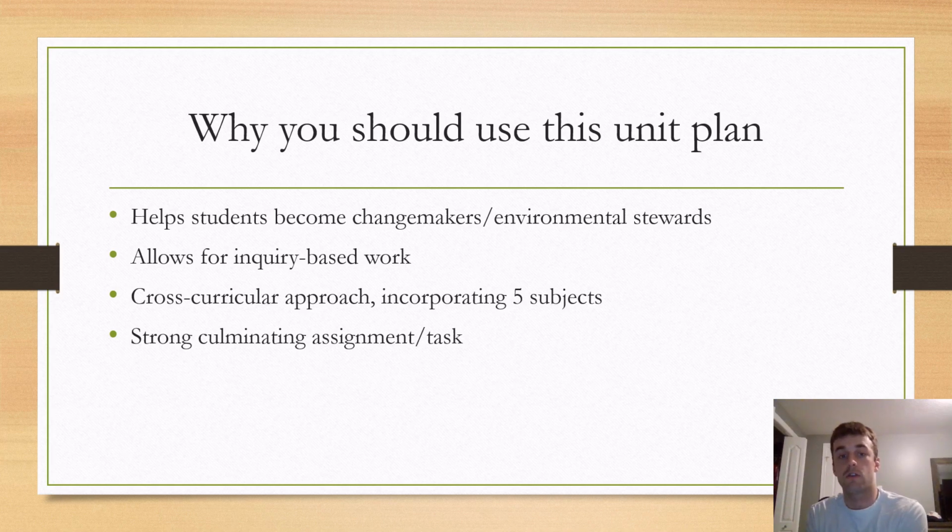And then also it has a really strong culminating task, assignment, that incorporates all of the work that's done throughout the unit and then also has them build upon that by coming up with a campaign for change in terms of rising sea levels. So they're going to pick a community, and we'll build on this later. But at the end of the day, it's a strong culminating task, and it's a big reason as to why you should use this unit plan.